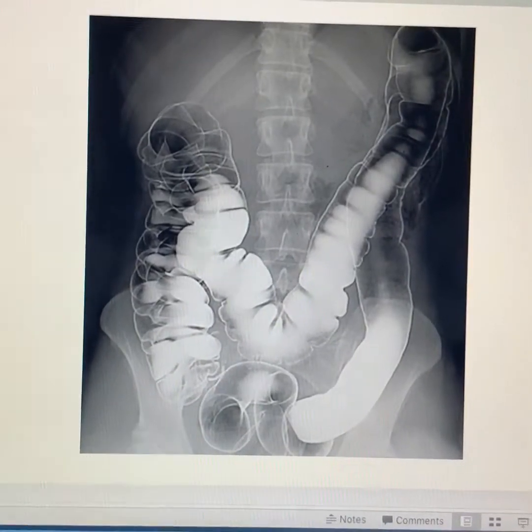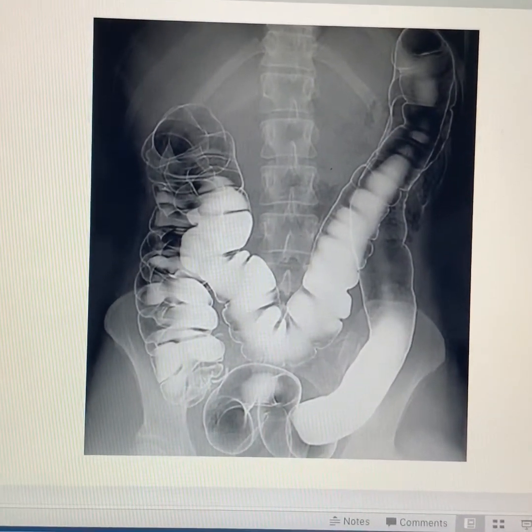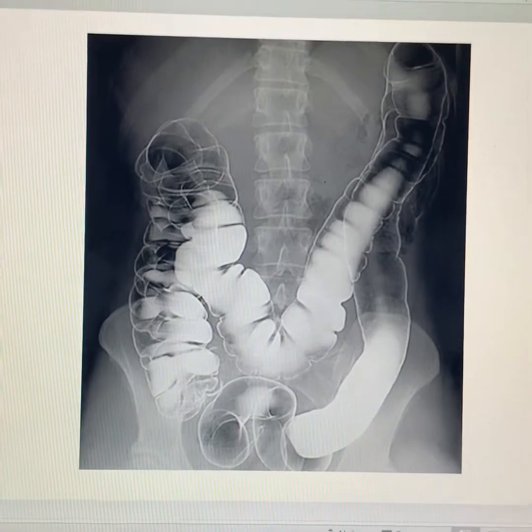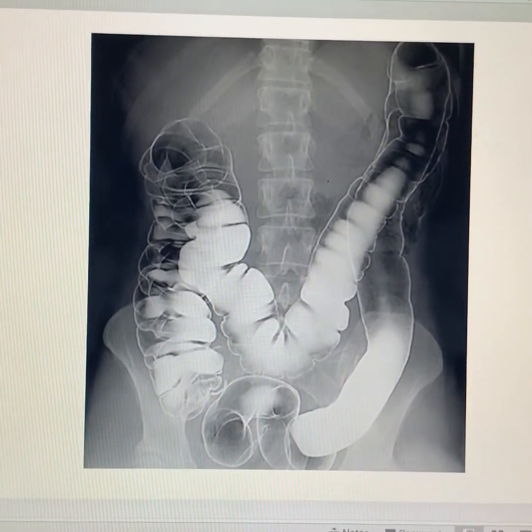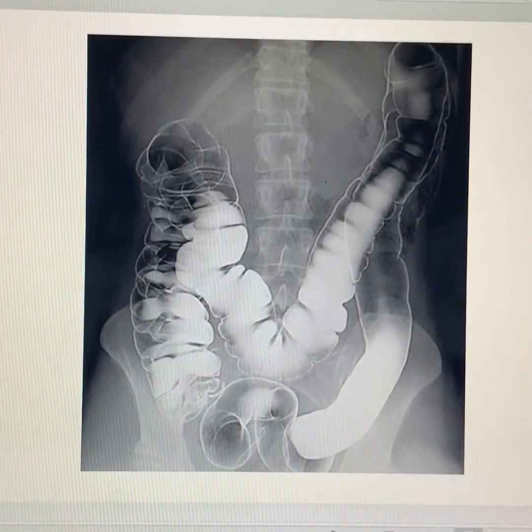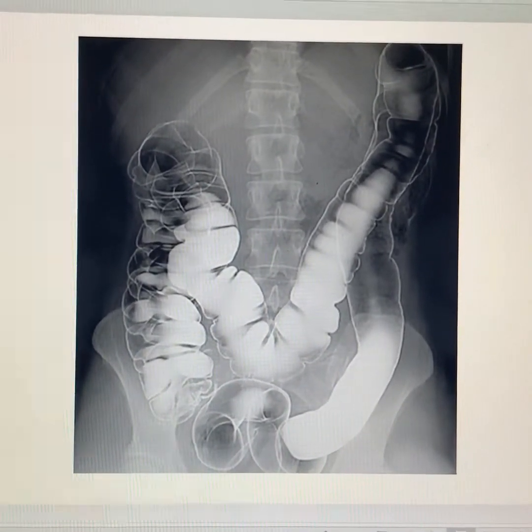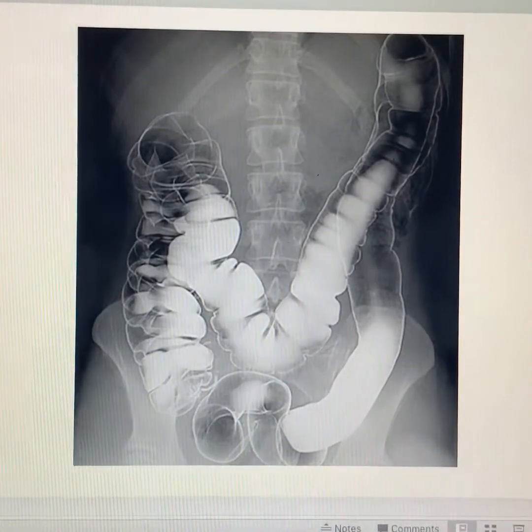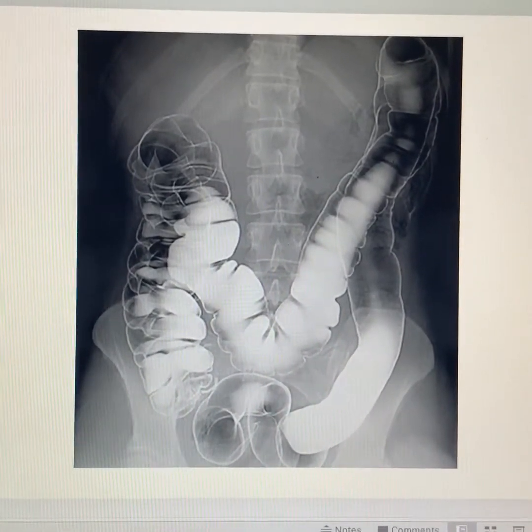Here we have a PA position. Central ray is the mid-sagittal plane at the level of the iliac crest. Patient is in a prone position and slightly in a Trendelenburg position to help prevent overlapping of the small bowel. Structure seen would be the entire colon.